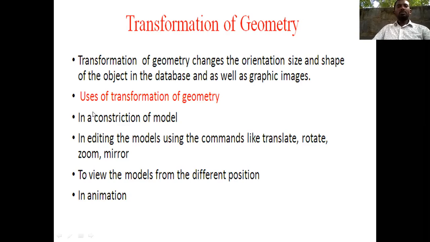We also use transformation of geometry to view the models from different positions. In engineering drawing we know the views: top view, front view, side view. Next is projections; we have different types of projection also. Based on the view, it is used to position the object. We want to change to different positions, and the object will be changed for different positions by using transformation of geometry.